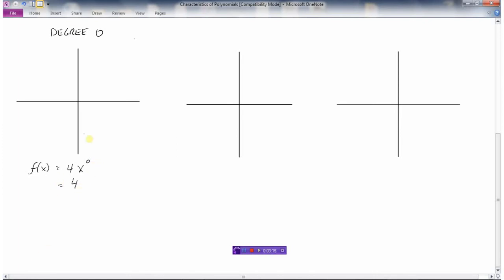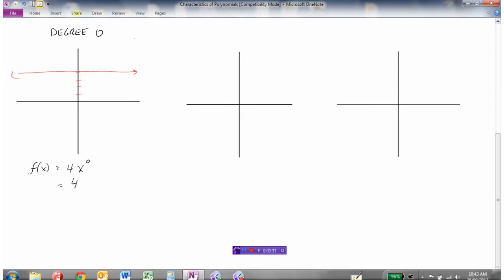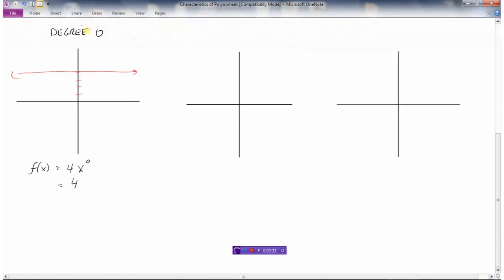And you remember that a line y equals 4 is a horizontal line right up here where y equals 4. So for a degree 0, we basically get a horizontal line, and this graph's going to go to the left forever and to the right forever, so we can say the domain is all real numbers. And in this case, the range is just one number, y equals 4.